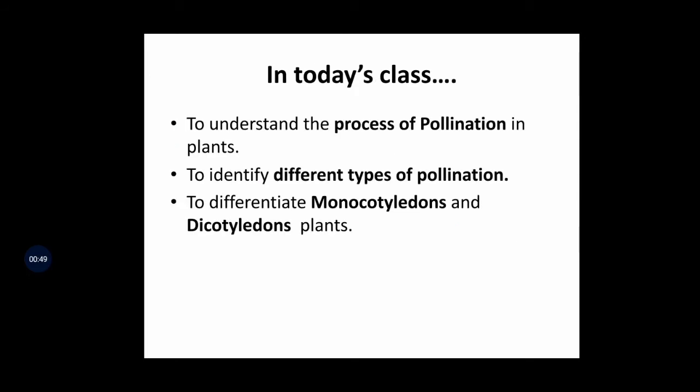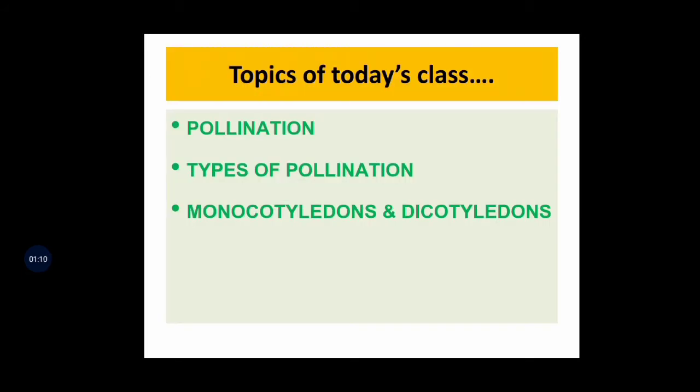In today's class, you are going to understand the process of pollination in plants, identify the different types of pollination, and also differentiate monocotyledons and dicotyledons plants. So what are the topics of today's class? Pollination, types of pollination, monocotyledons and dicotyledons. Let us learn one by one in detail through the following video.